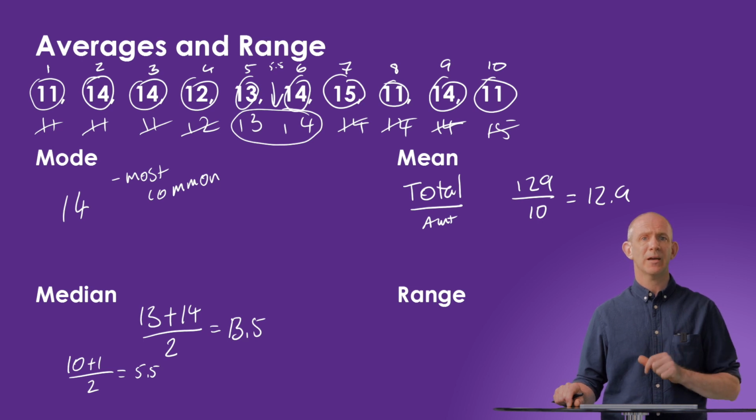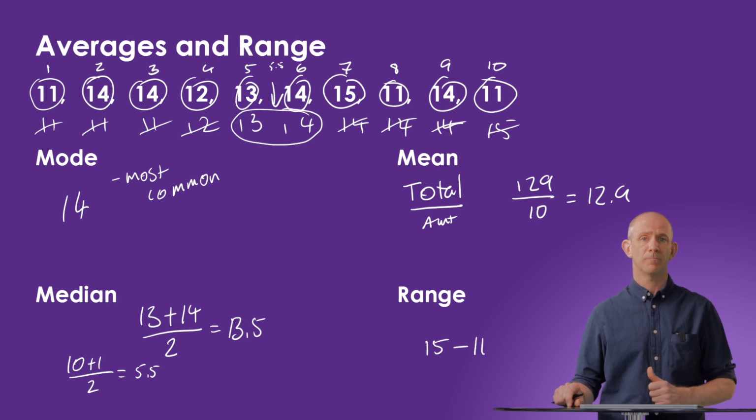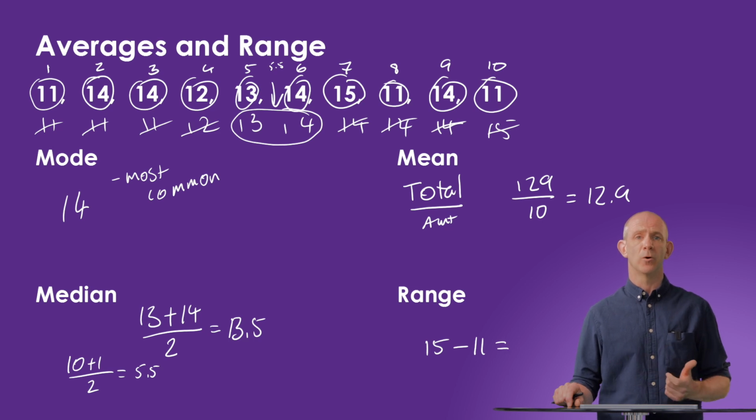To enable us to find out how consistent these numbers are, we can calculate the range, which is the largest number, 15, subtract the smallest of 11. This gives us a range of 4.